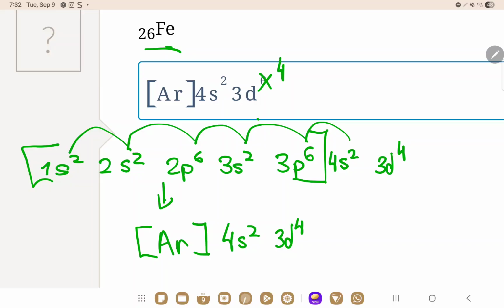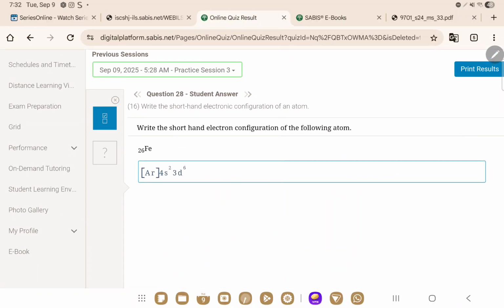Now, if they ask you to do the ion, you just do the ion on the normal equation. Then you take out what you need. You don't need shorthand. Then you just put down the rest: 4s2, 3d. So argon has 18, 18 plus 2 is 20, plus the rest is 26. Easy.